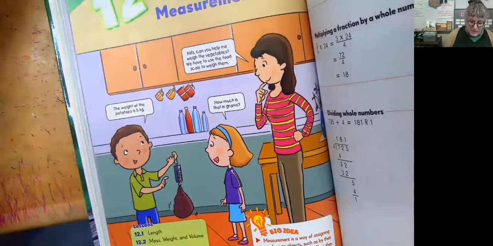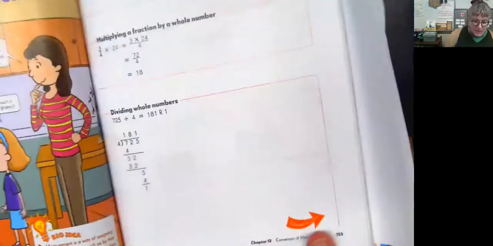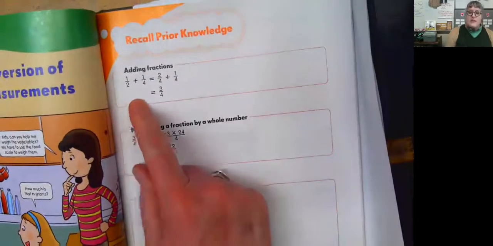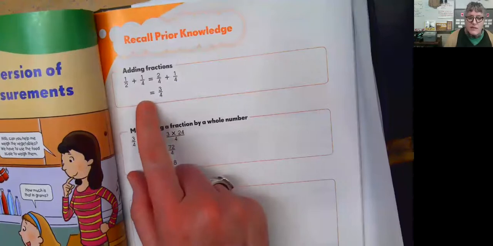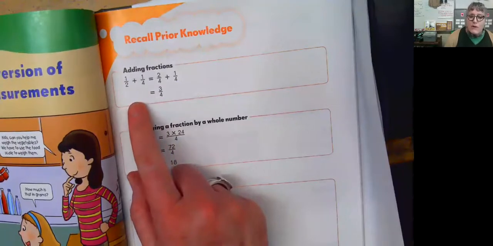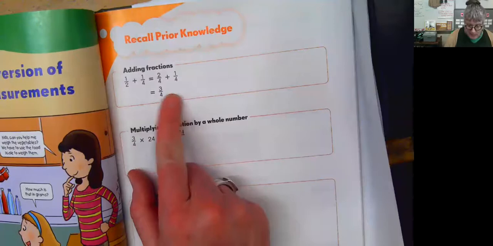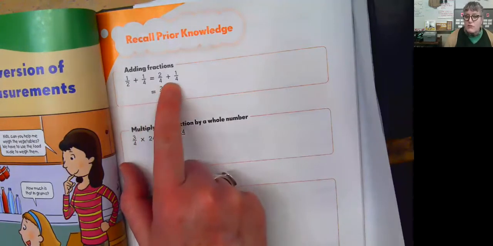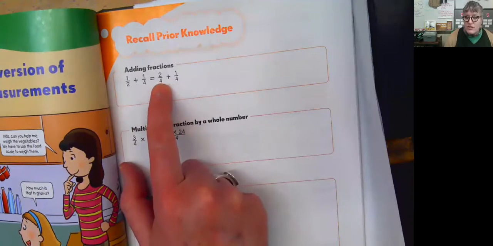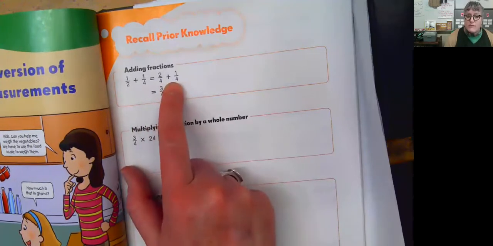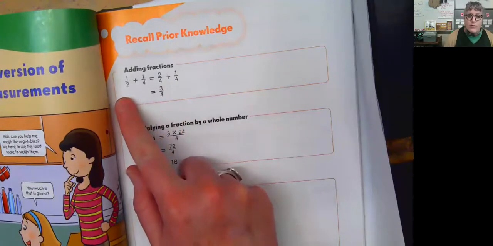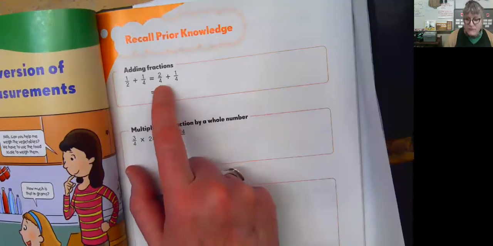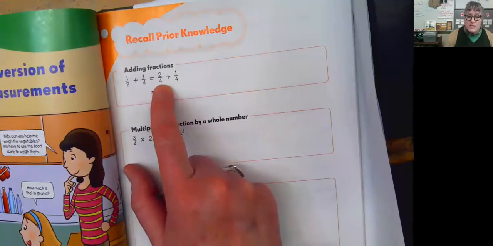So this recalling of prior knowledge that we usually do is going to ask you to do some interesting things. First, we're going to remember that we can add fractions and that when fractions have different denominators, we have to change and convert the fractions so that they have the same denominator. So I know that 1/2 plus 1/4 is equivalent to 3/4 because 1/2 is equivalent to 2/4.